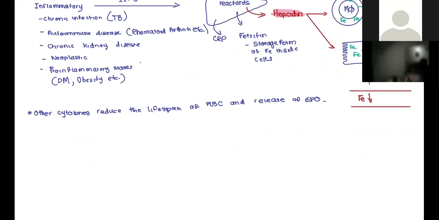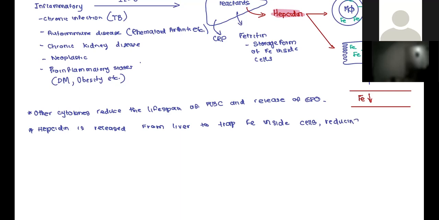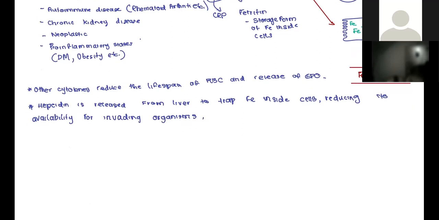Okay. So the next thing is hepcidin is released from the liver to trap iron inside cells, reducing its availability from invading organisms. Okay. So I hope this is clear.